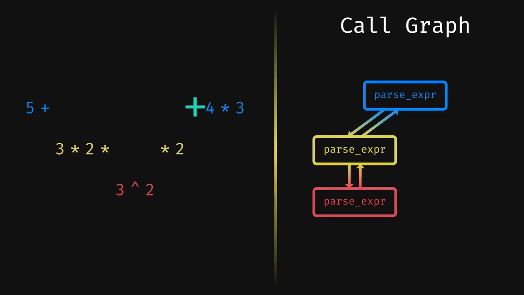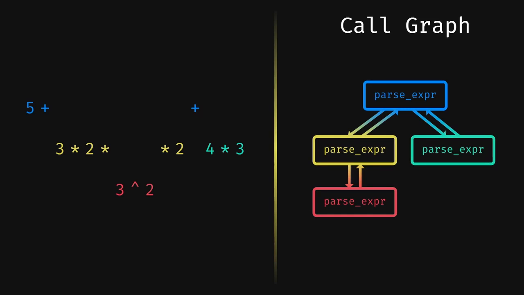Along with this, after the plus, we again dip to a higher precedence level, which will be another parse expression call. So, basically, when we encounter case 3, we will recursively call parse expression again with the precedence level of the operator that comes before it. And when we come across case 1, we return out to the previous parse expression function that came before. Case 2, as I said, will do the same as case 1.